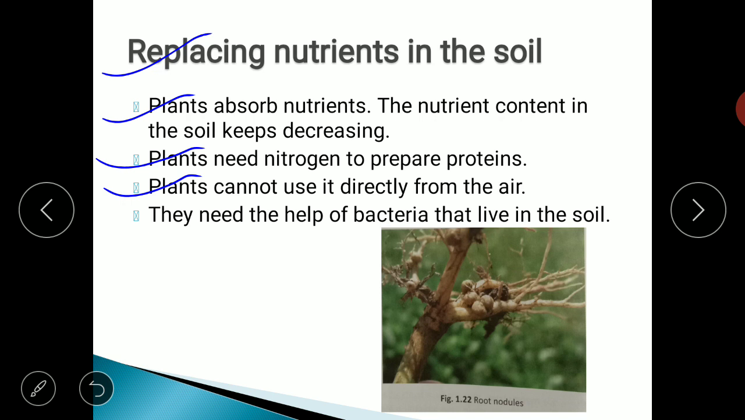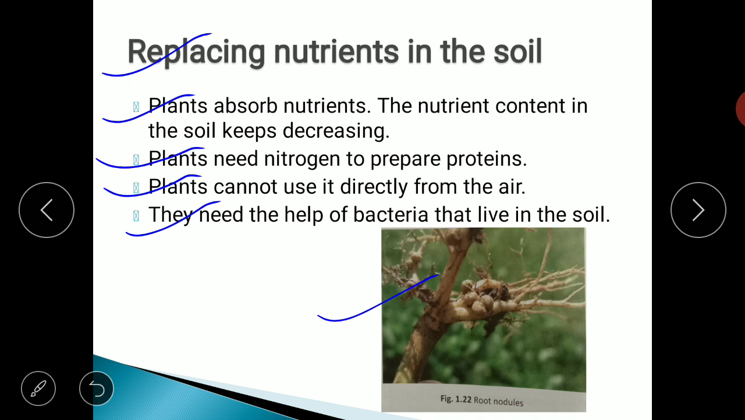They need the help of some bacteria that live in the soil. You can see over here, this is a symbiotic relationship. Symbiotic relationship means what? It is a relationship between the rhizobium bacteria and the leguminous plant. And leguminous means what? Plants of the pea and bean family, which help to replenish the soil with nitrogen naturally.